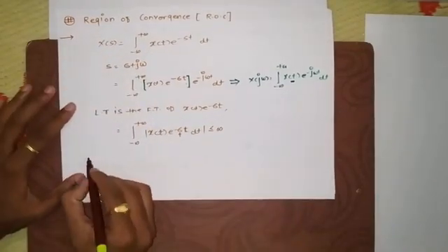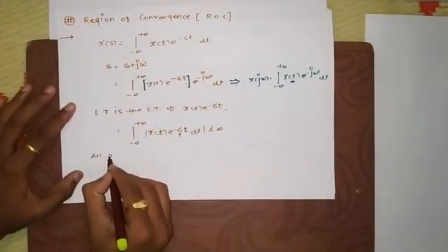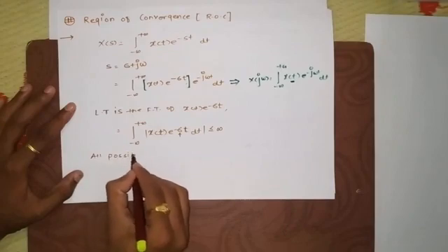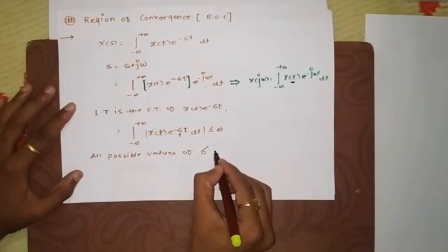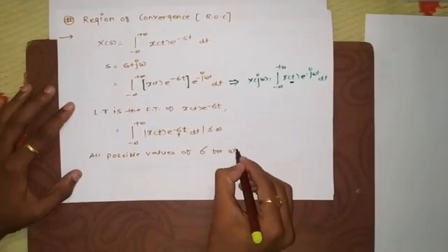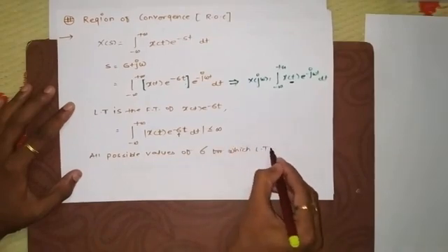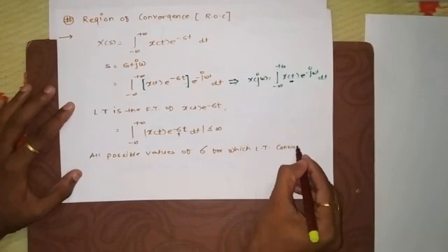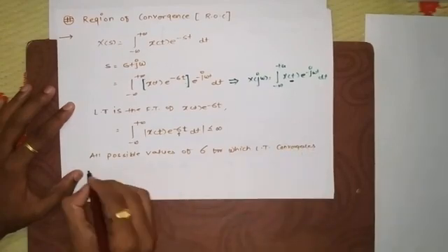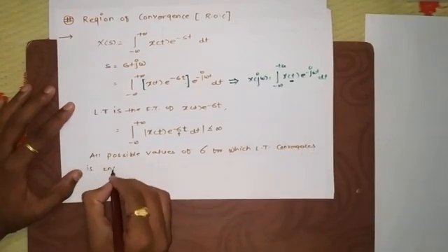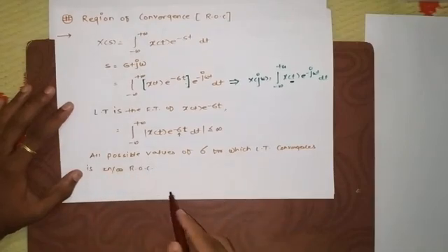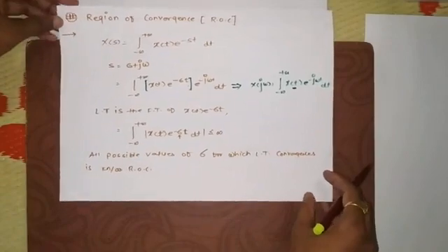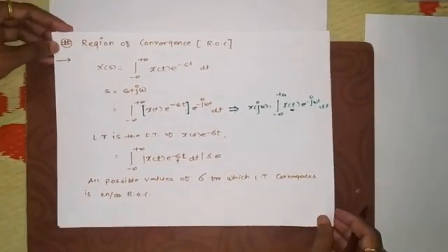So you can write ROC as all possible values of sigma for which the Laplace transform converges is known as the region of convergence. So we can draw the region of convergence with respect to these points.